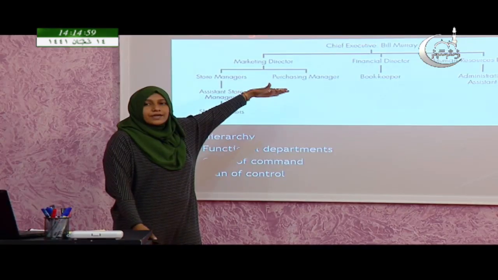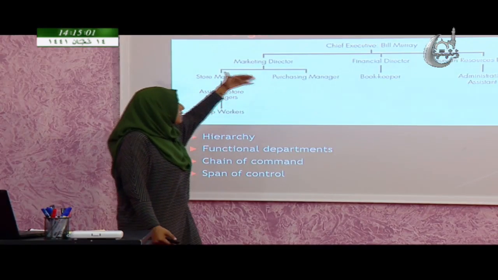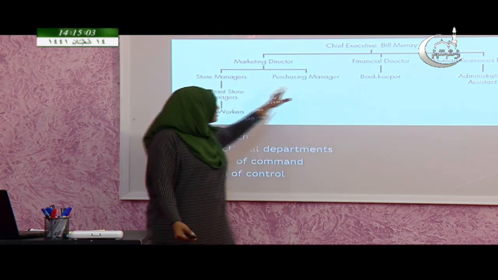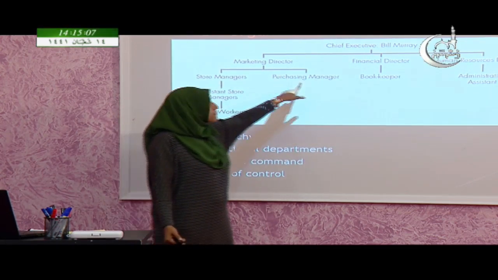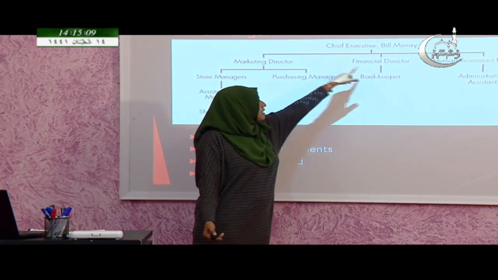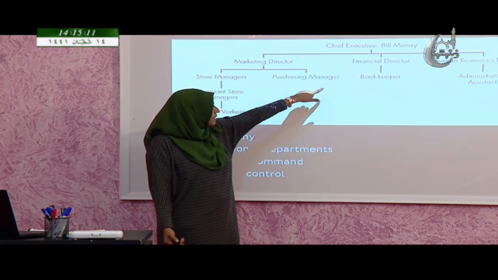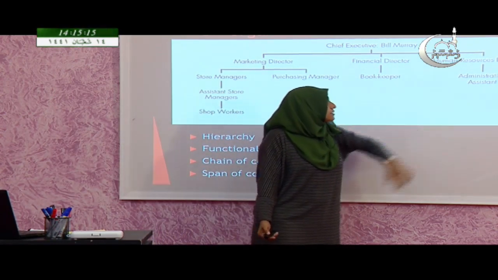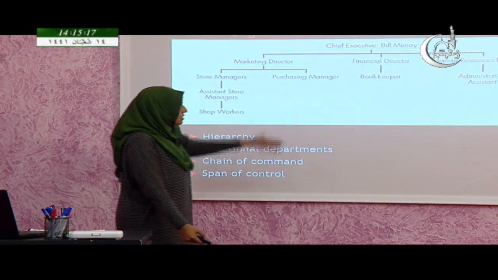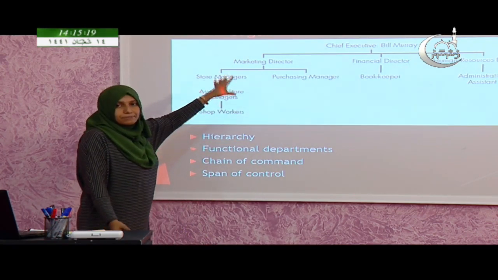So under each director, again Bill has employed other staff. Under the marketing director, there are store managers and purchasing managers, under the finance director there is a bookkeeper, and under the human resource director there is an administration assistant. So, these are all the employees of Bill now.